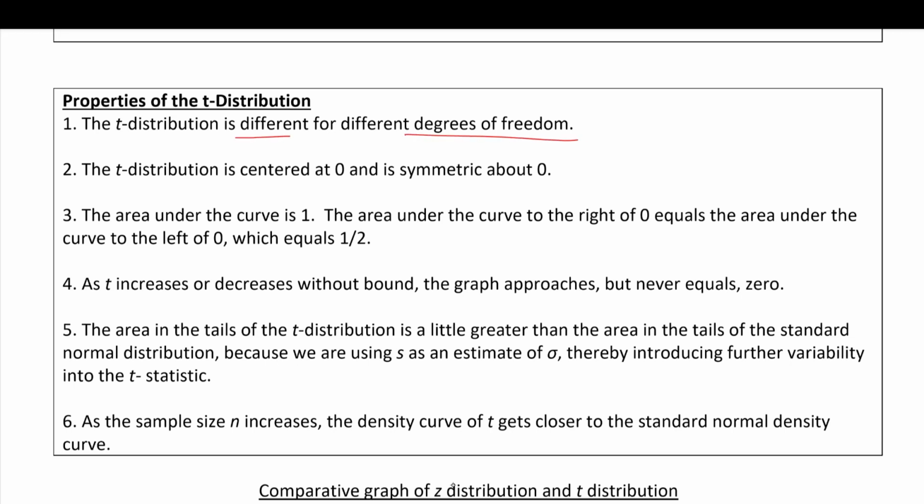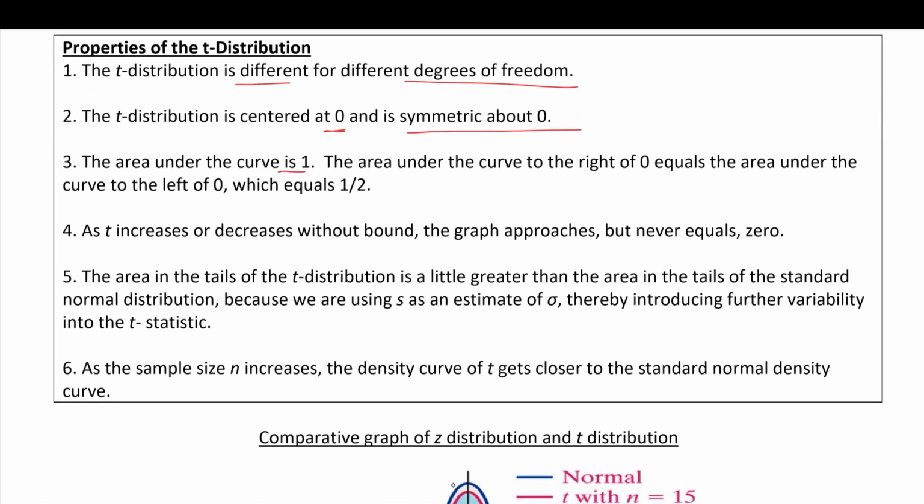Okay, so different degrees of freedom or different sample sizes give you different t-distributions. A t-distribution is centered at 0, just like the normal distribution, and it's symmetric about 0. The area under the curve is equal to 1, just like any probability distribution. It is also symmetrical, so to the left of and right of 0, the areas are 1/2. As t increases or decreases without bound, the graph approaches but never equals 0. So basically, in the tails, it just asymptotically approaches 0.